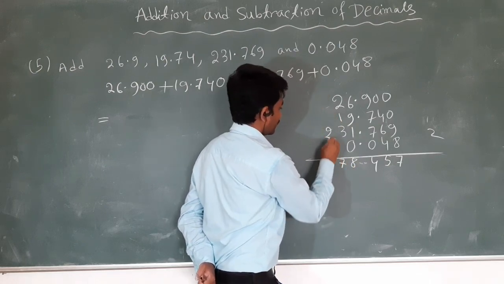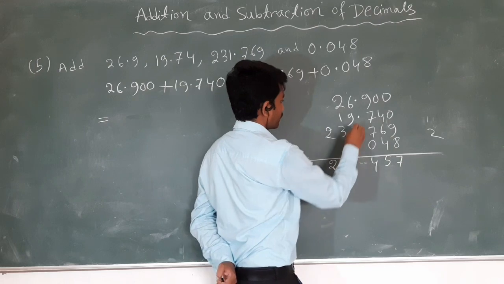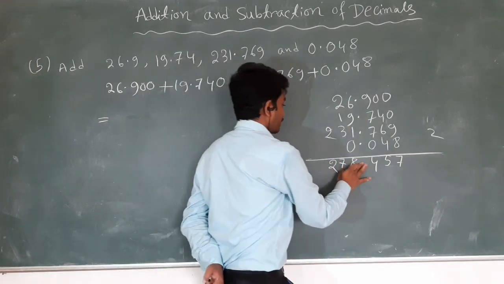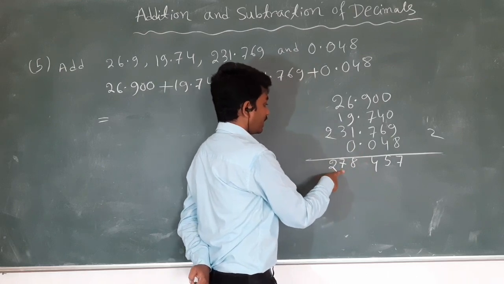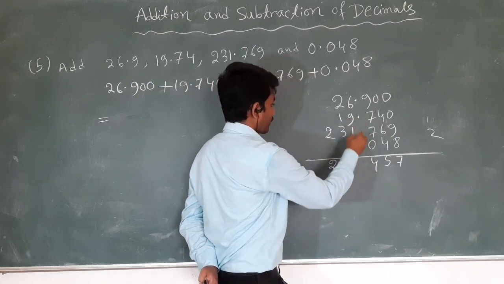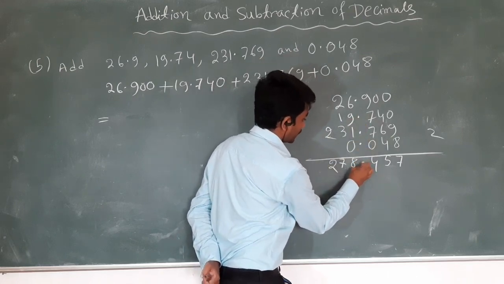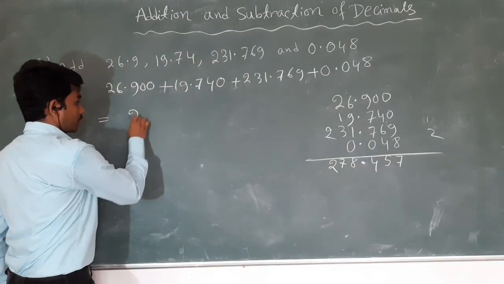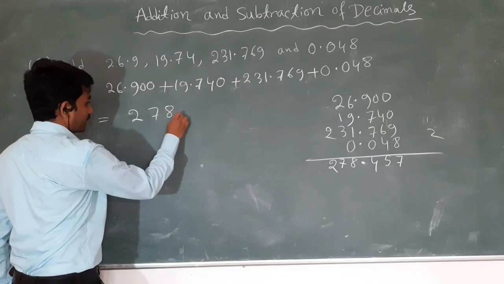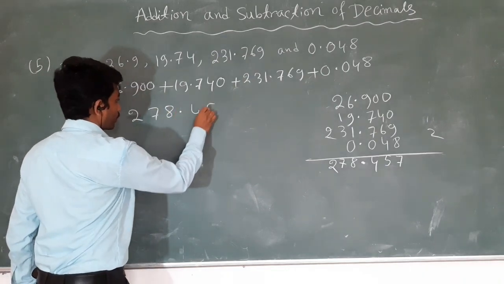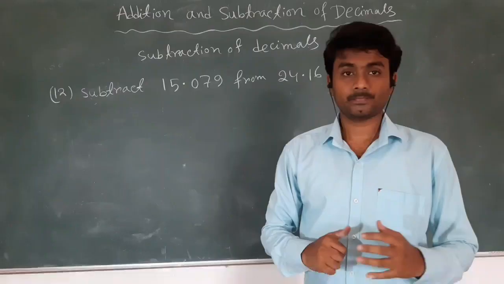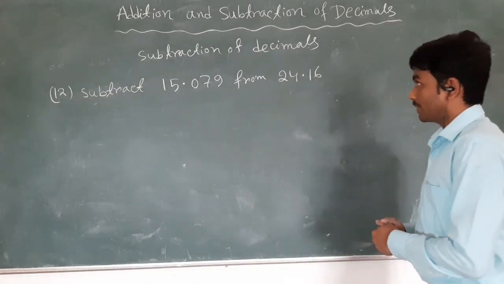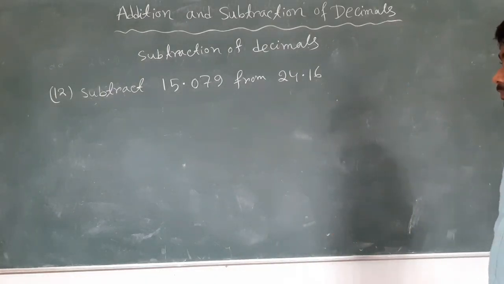7 and 2, and next we put the decimal point in the result in the decimal column, that is 1. So the result will be 278.457.